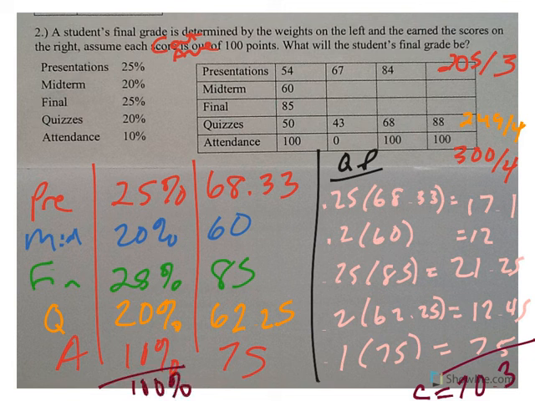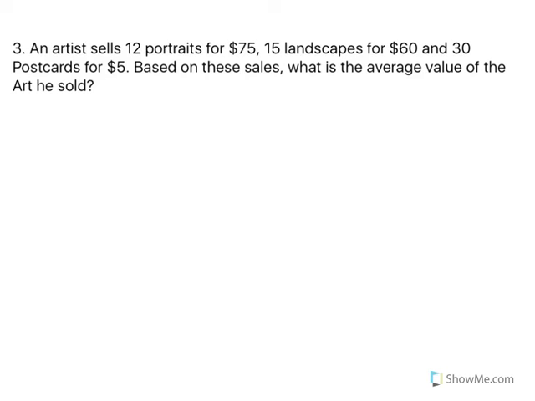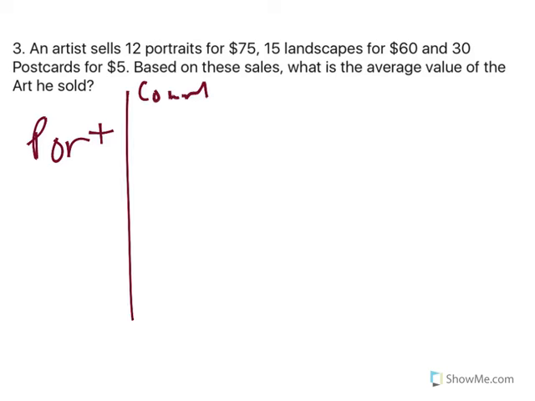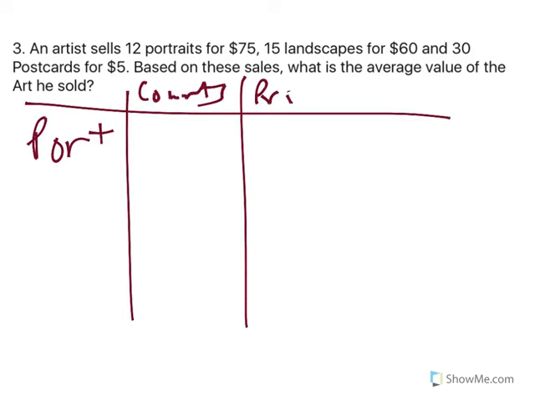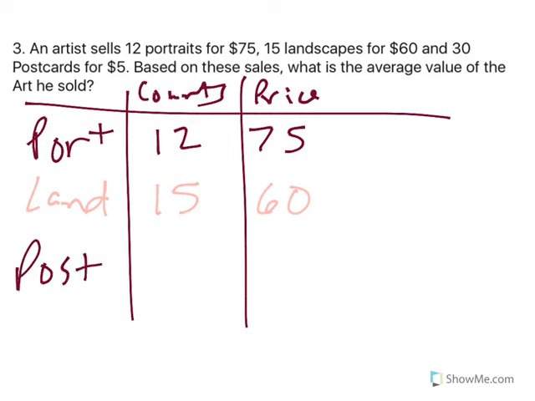doesn't change anything. Number 3, an artist sells 12 portraits for $75, 15 landscapes for $60, and 30 postcards for $5. Based on these sales, what's the average value of the art that he sold? Well, with portraits, we've got the counts and we've got the price. He sold 12 of those for $75. Then landscapes, he sold 15 of those for $60. And postcards, 30 of them for $5.